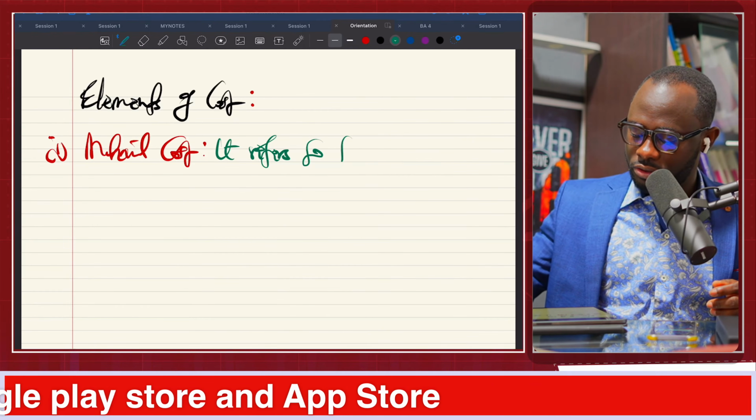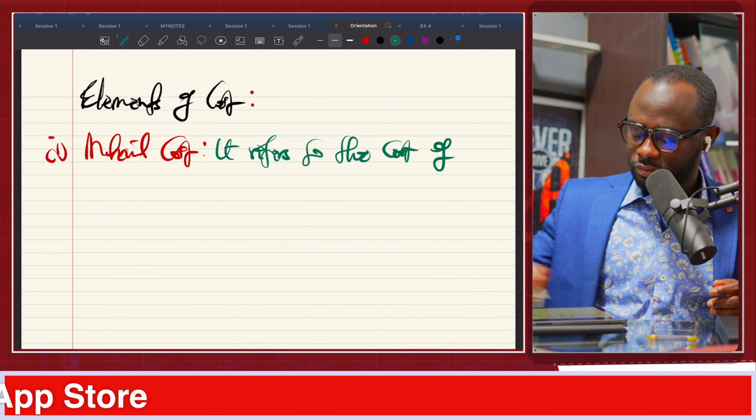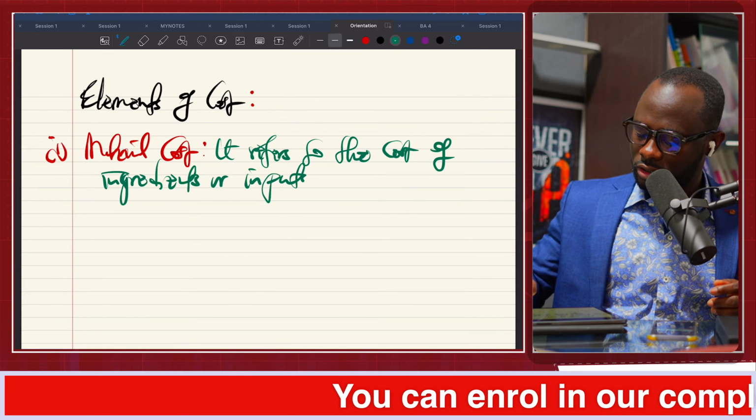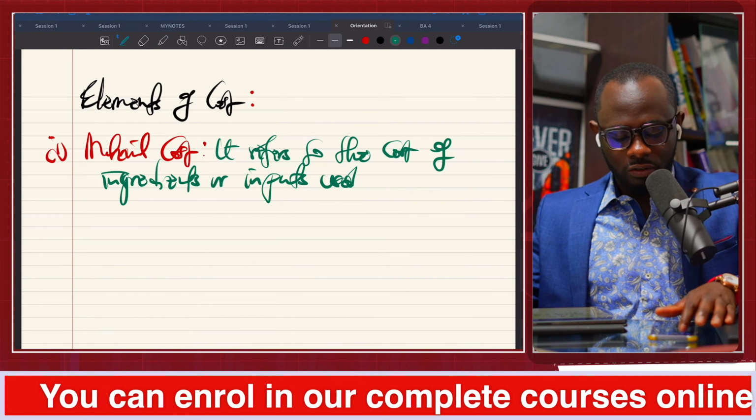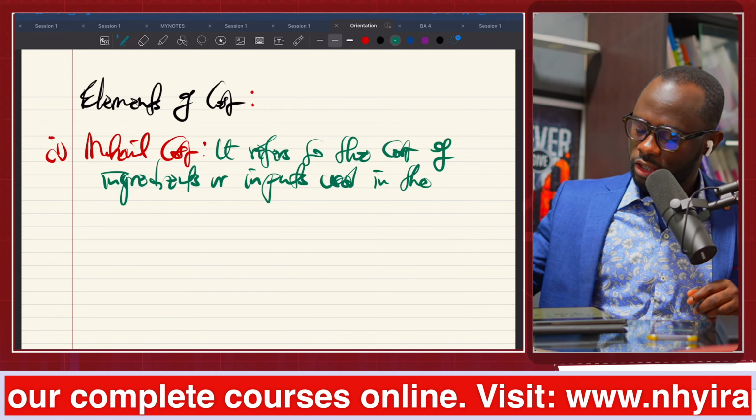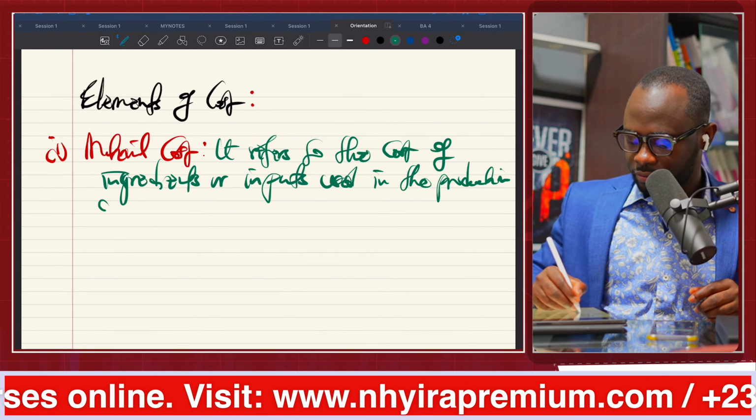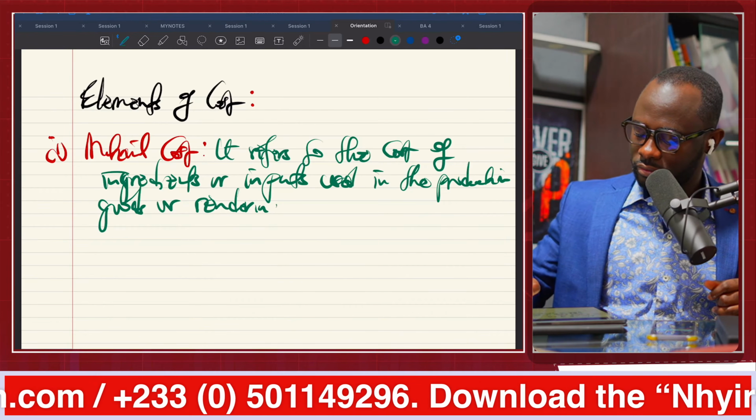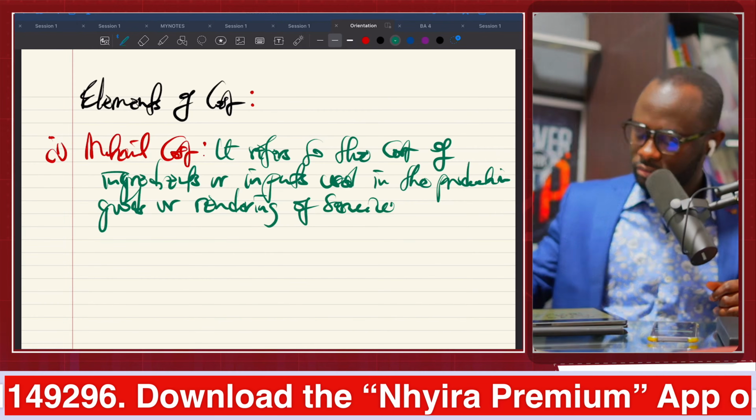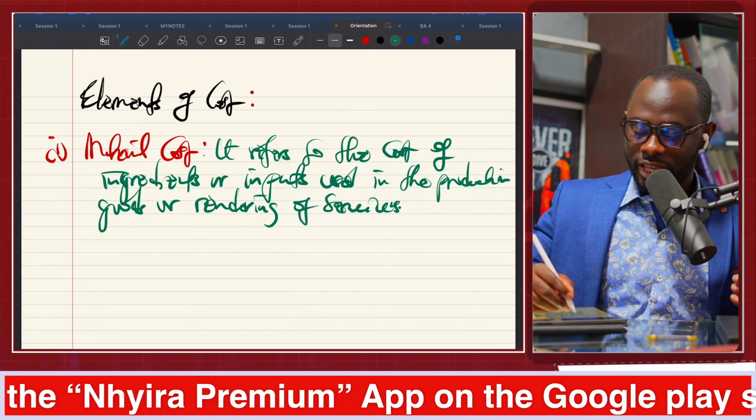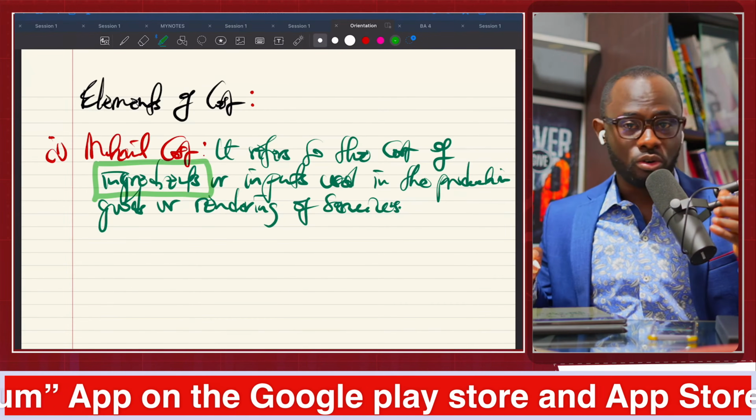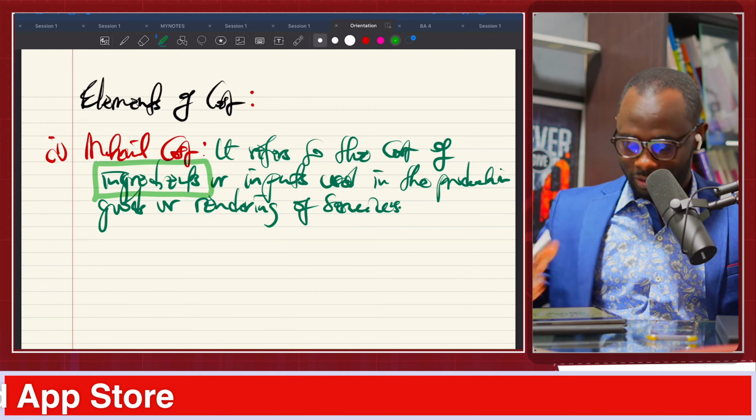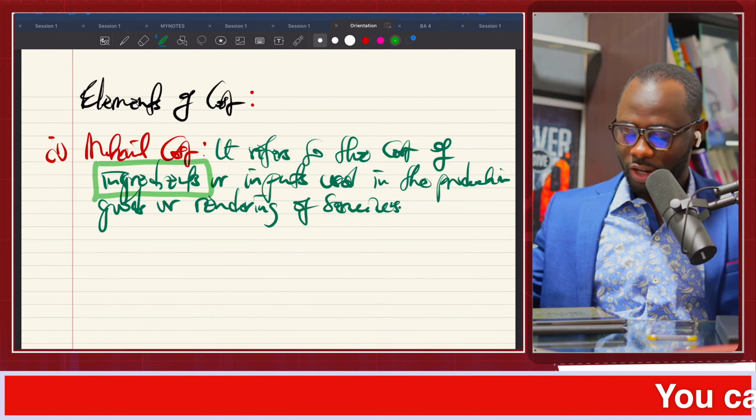So it refers to the cost of ingredients or inputs used in the production of goods or rendering of services. That is material cost. Now, when we say ingredients here, we don't mean the ingredients for banku and okra stew or amala and some egusi soup. No, that's not what we mean. We're just saying the input for the production of goods and services.